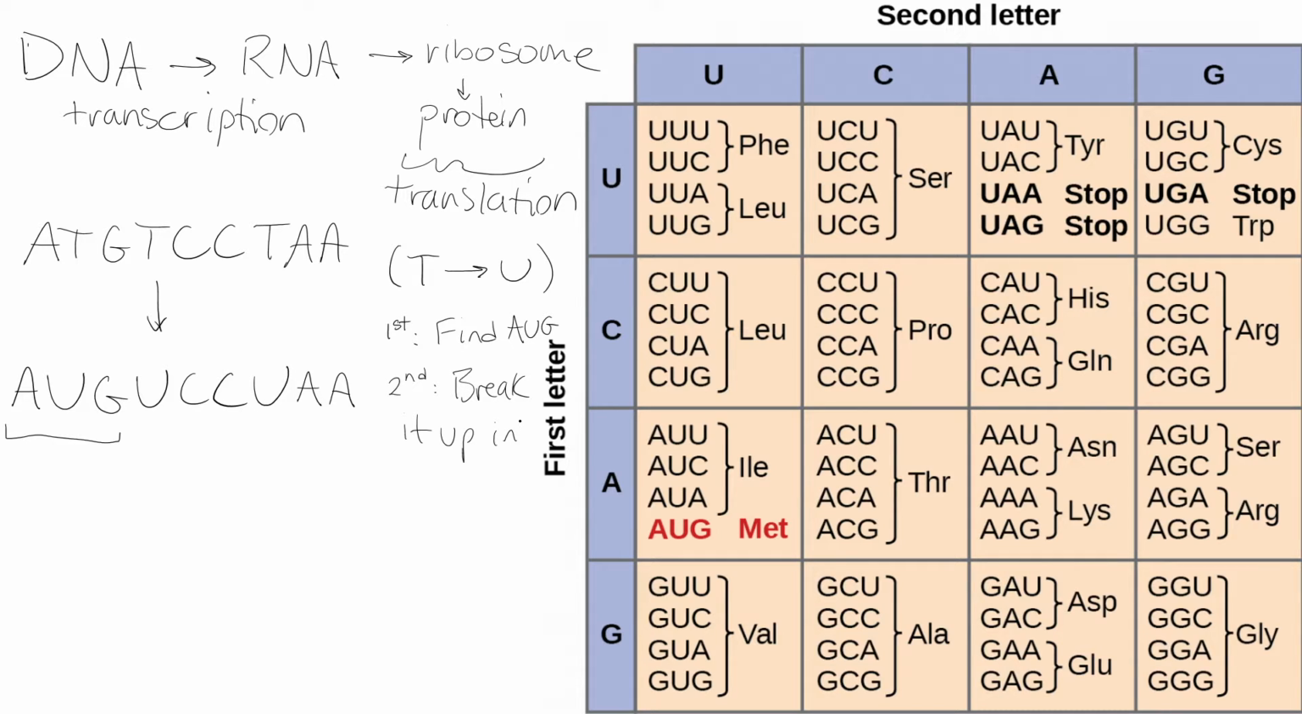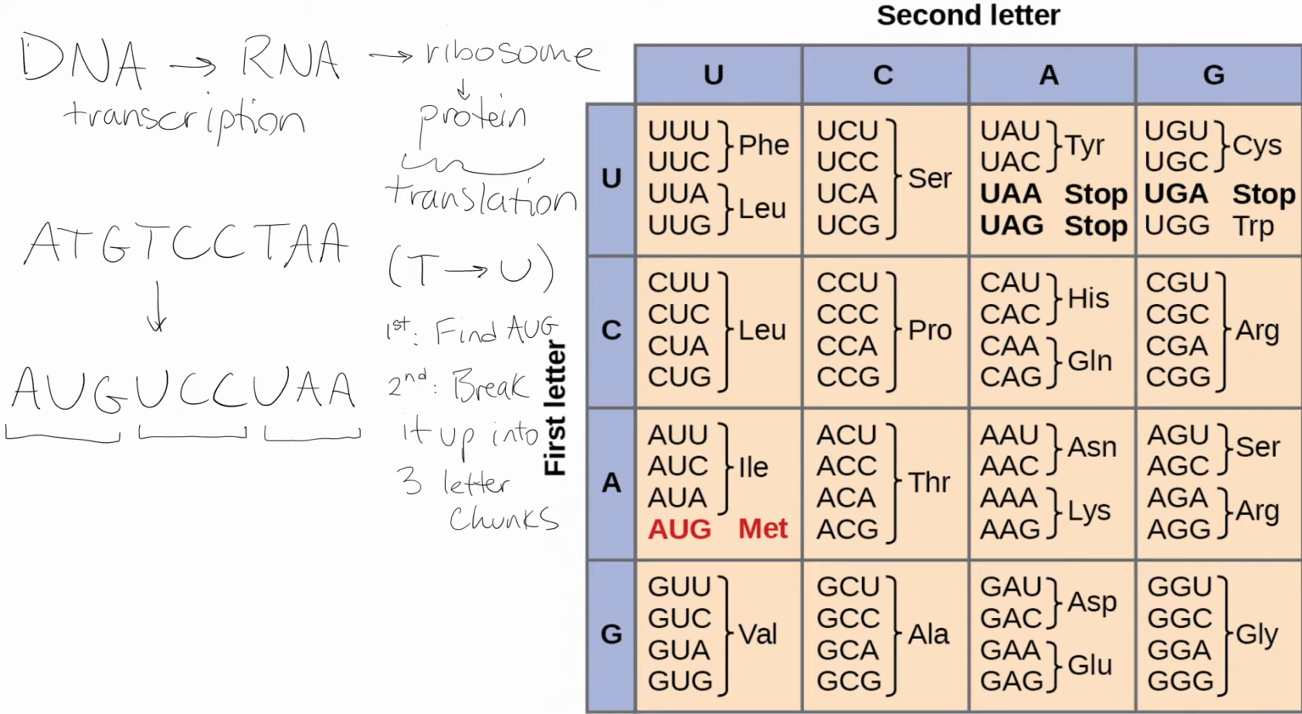Break it up into three-letter chunks. Okay, so starting with AUG, we're going to read three-letter chunks at a time, and we're going to break it up as such: AUG, UCC, UAA.